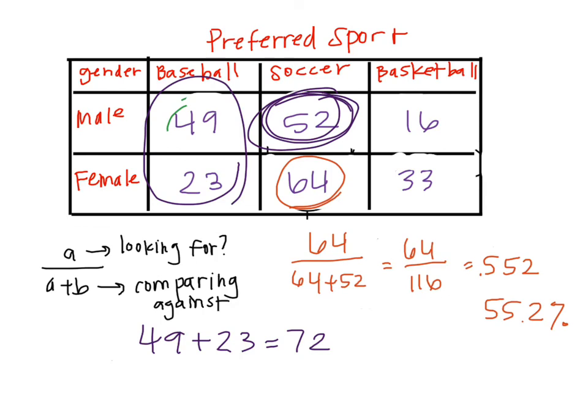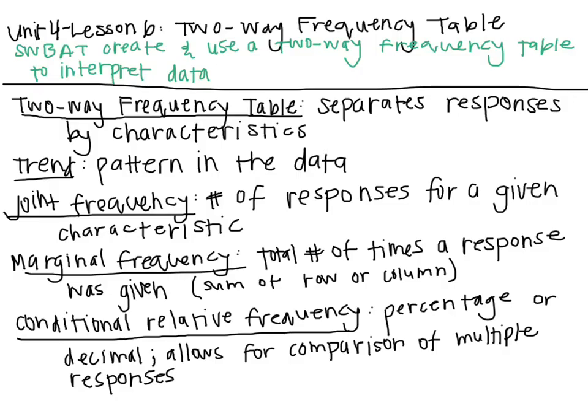And then conditional relative frequency is when we are taking one value, like we did right here, 64, and we're comparing it against something else. You're going to use these 5 different vocabulary terms that we talked about, and we're going to use a table of data to be calculating joint frequency, marginal frequency, and conditional relative frequency, and then picking out trends in the data.